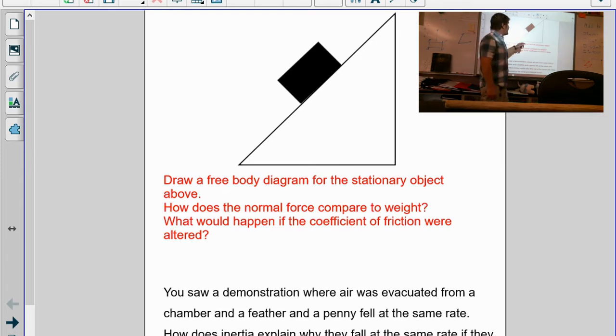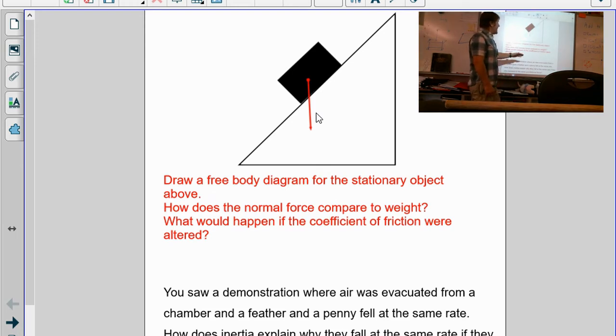All right, so first off, if I look at this object, I know that this object has weight. Therefore, there is going to be a downward force vector, F of mg, which will be right over there. Okay, so there's my downward force vector.